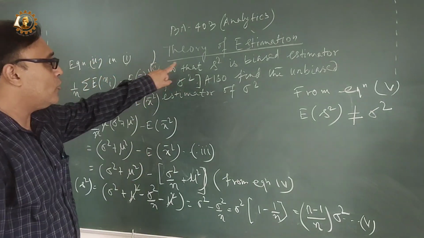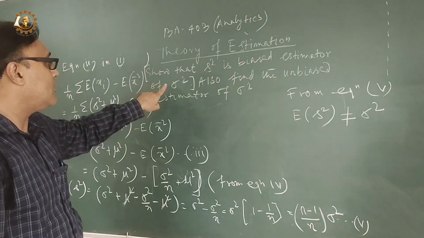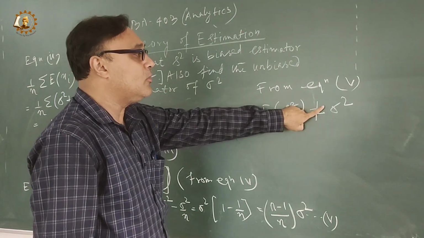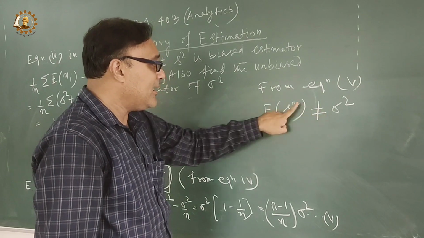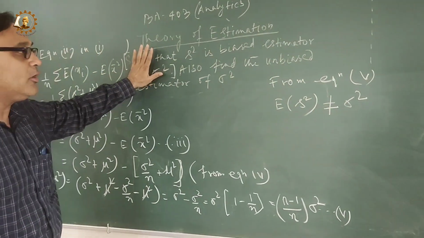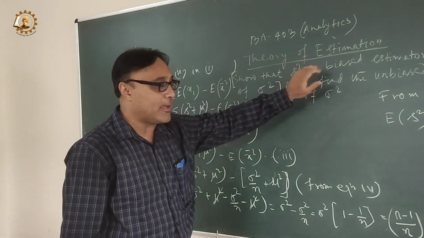What is the first part? Show that s square is a biased estimator of sigma square. Since E of s square is not equal to sigma square, therefore s square is a biased estimator of sigma square. This is the first part of your proof.